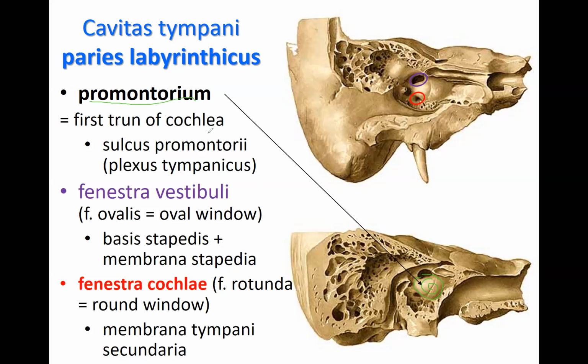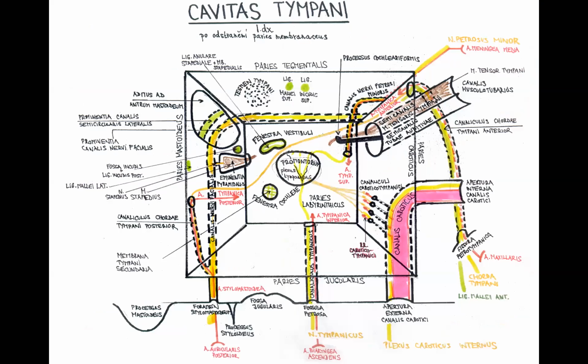On the promontory, we have a groove. Here is the groove. The groove is for the tympanic plexus. What is a tympanic plexus? Okay, we have already talked about this tympanic canaliculus in the jugular wall. What is inside is the tympanic nerve, which is a branch of the glossopharyngeal. As I said, it also supplies the tympanic membrane from the internal aspect, so the inner surface of the tympanic membrane. It's a somatosensory nerve.